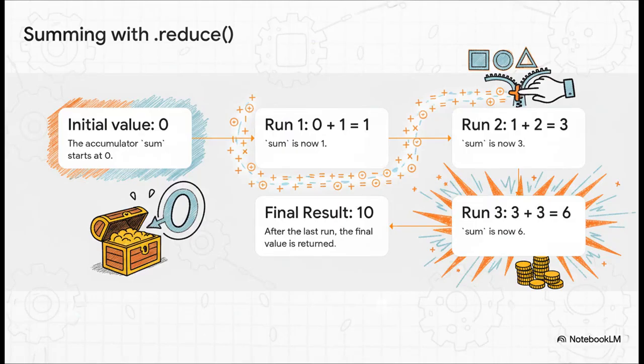So let's just walk through how this actually works when you're summing up numbers. You start with an initial value, let's say 0. Then reduce grabs that, adds the first item from the array, and holds on to the result. Then it takes that result, adds the next item, and so on, building up this running total until it hits the end of the array and gives you the final answer.